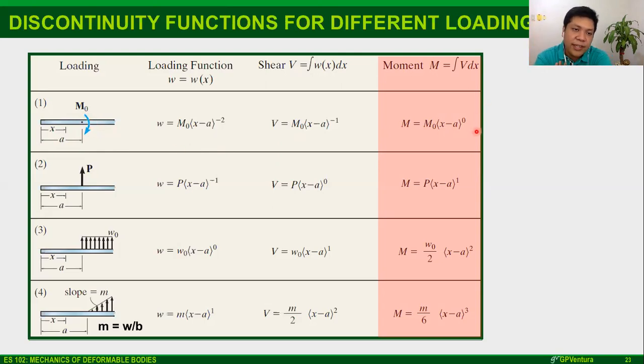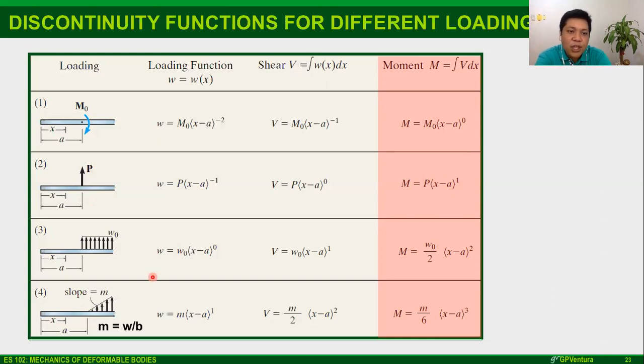Let's make the load more difficult. What if I have a concentrated load? If I have an upward concentrated load, M, the internal bending moment, is equal to P, or the value of that load P, X minus A raised to 1. A is the location of that concentrated load. Now, what if the concentrated load is downward? Therefore, P here is also negative P.